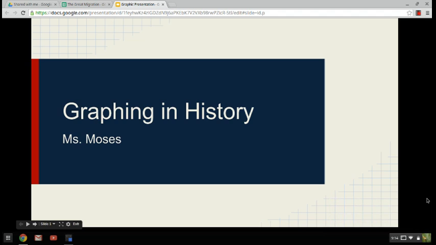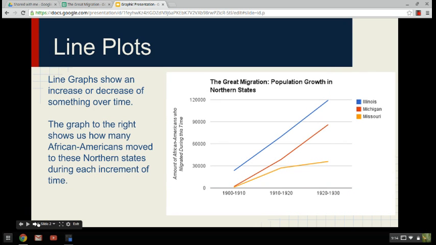Today we will be talking about different ways of graphing in history. You're going to find that this is a great preview for what you're going to be doing in your math classes for the rest of the year. The first type of graph we want to talk about are line plots.